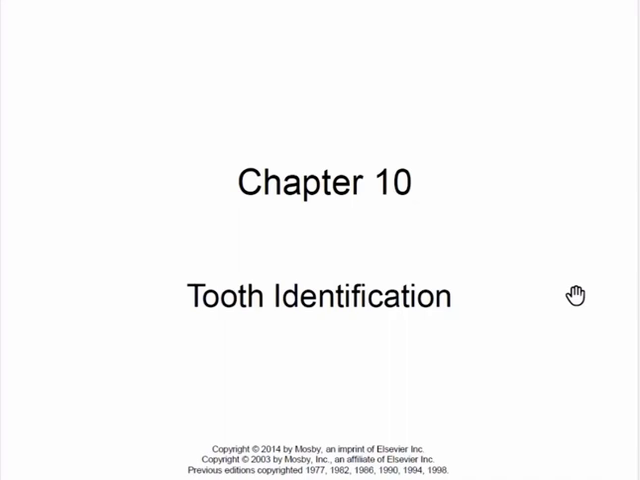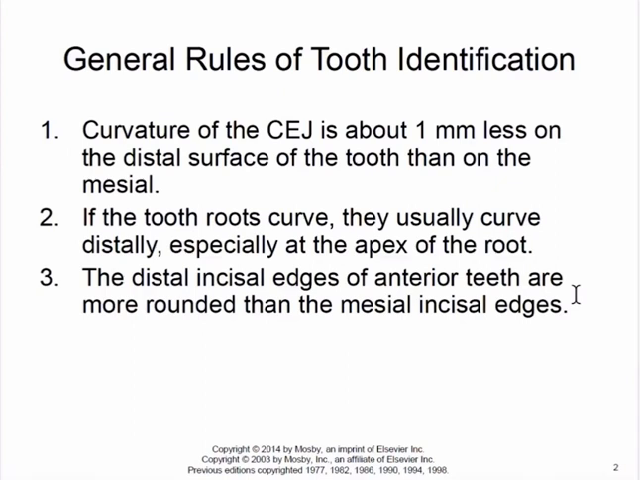So here we go. We have general rules for the teeth in each row. Let's say there are 5 general rules. Firstly, the curvature of the cemento-enamel junction is supposed to be less on the distal side than on the mesial side, mostly by 1 millimeter. Number 2, the apex of the root curves distally. If there's a curvature, it will be curved distally. Number 3, the distal incisal edges are always more rounded than the mesial incisal edges. This is in the anterior teeth.